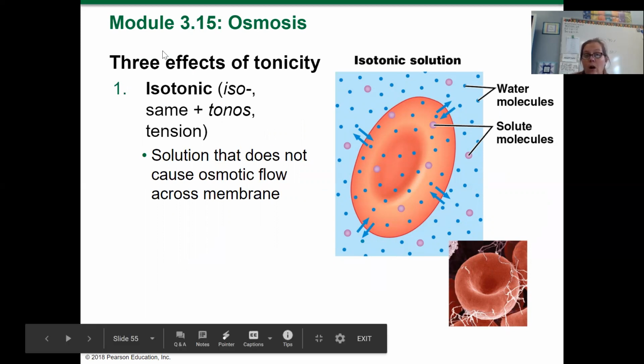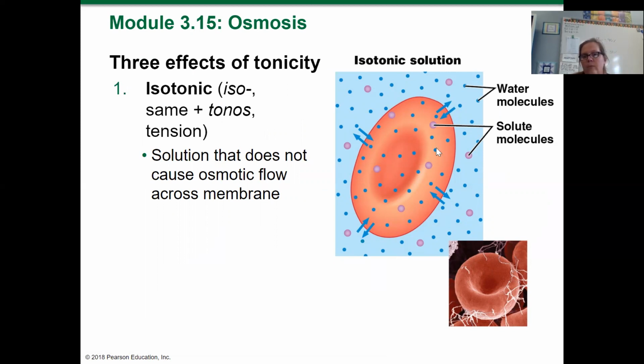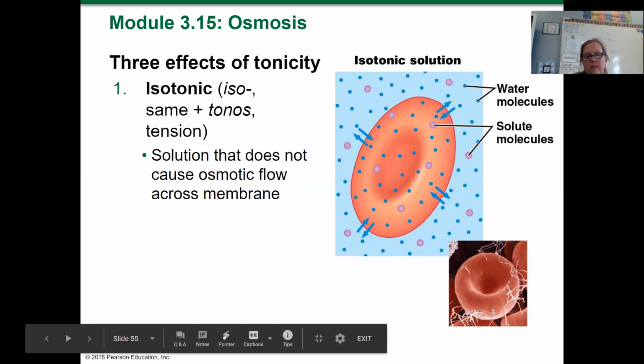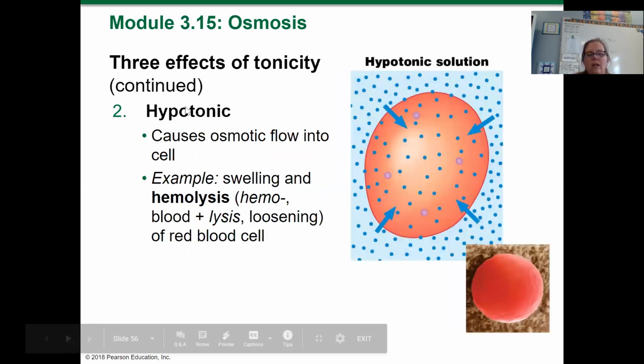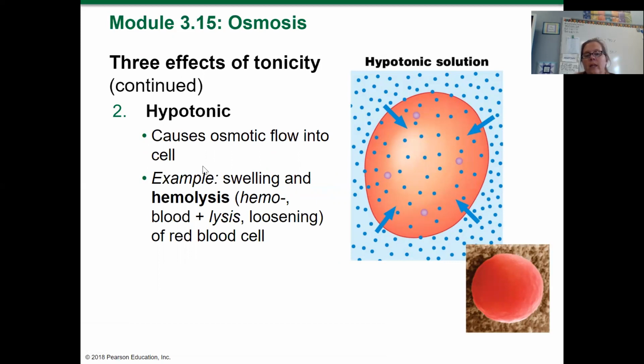This is ideal for our animal cells. And you can see here the solute's not moving, but the water molecules are going in and out. It looks like a healthy, disc-like red blood cell. Hypotonic, with the O, means swelling. There's more concentrated solute inside of the cell, and so water is rushing in. If it's a red blood cell, this is called hemolysis. Hemo meaning blood, and lysis meaning to burst or break, or loosening. So it's going to swell like an O in hypotonic and then burst.